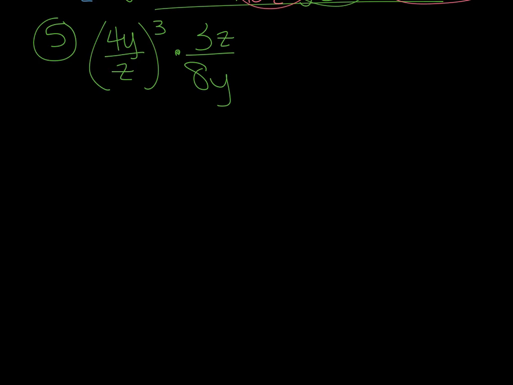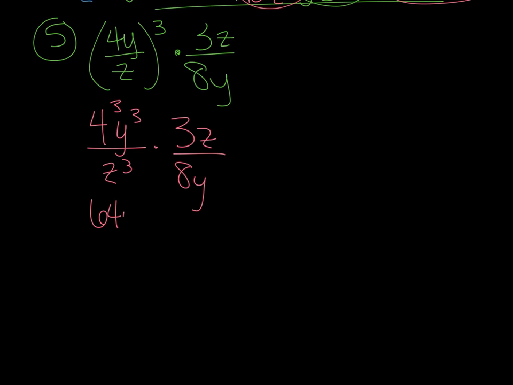I know you guys, and I know me, the first thing I want to do is cross reduce. Can I cross reduce? What do we think? Let me rephrase. Can I cross reduce first? No, because I've got those parentheses and I've got that cube. So I've got to take care of that exponent before I can cross reduce. So the first thing I have to do is take 4 cubed, y cubed, and z cubed, and then multiply it by the 3z over 8y. Once my parentheses are gone, then I can go ahead and cross reduce.